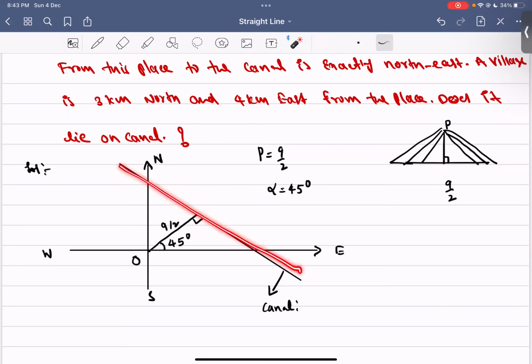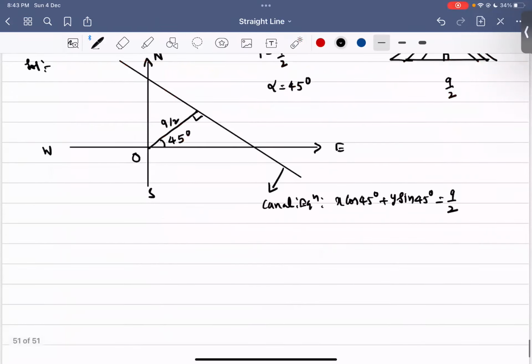Canal is a straight line or not? So canal equation is what? Normal form, can you write or not? x cos alpha plus y sin alpha equal to p. P is given, alpha is given. Therefore, canal equation is what? x cos 45 degrees plus y sin 45 degrees is equal to 9/2. This is the equation of the canal.